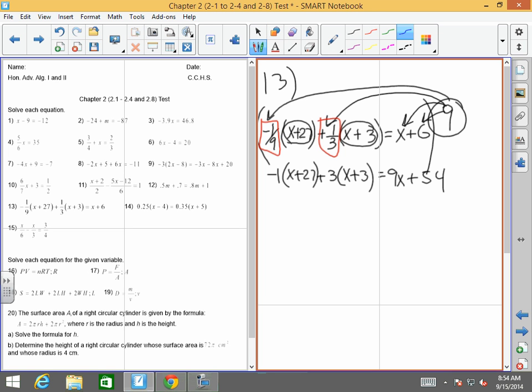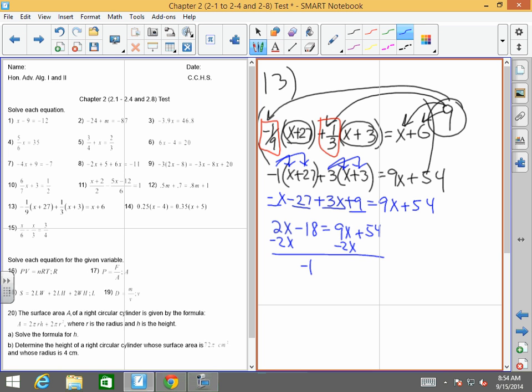Now I've got to distribute my negative 1 and distribute my 3, and then I solve. So negative x minus 27 plus 3x plus 9 equals 9x plus 54. Combine like terms on both sides. Negative x plus 3x is 2x. Negative 27 plus 9 is negative 18. And that equals 9x plus 54. Subtract 2x from both sides. Negative 18 equals 7x plus 54. Subtract 54 from both sides.